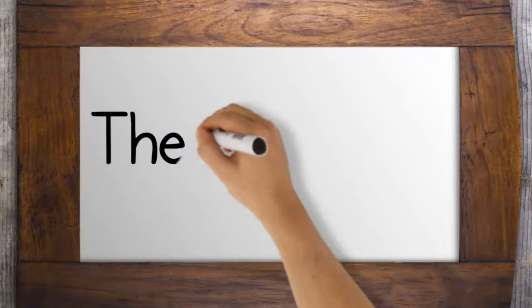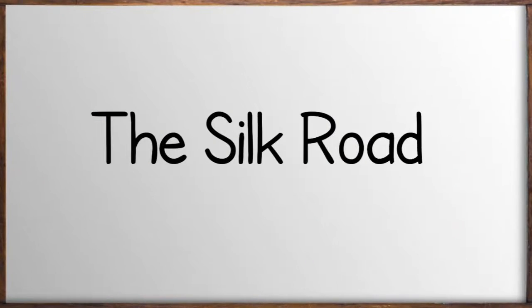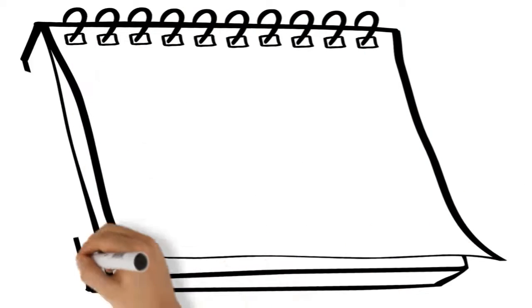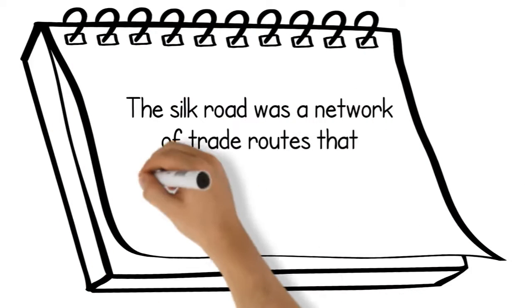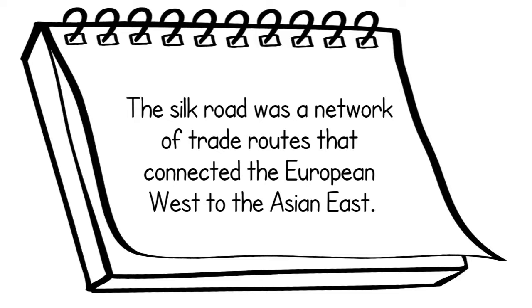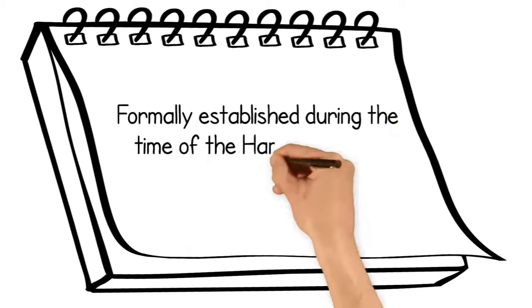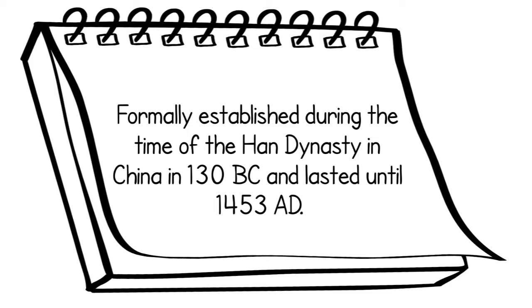If you missed it in the very beginning, today's topic is the Silk Road. The Silk Road was a network of trade routes that connected the European West to the Asian East. The Silk Road became a formally established series of routes during the time of the Han Dynasty in China in 130 BC and lasted all the way until 1453 AD.